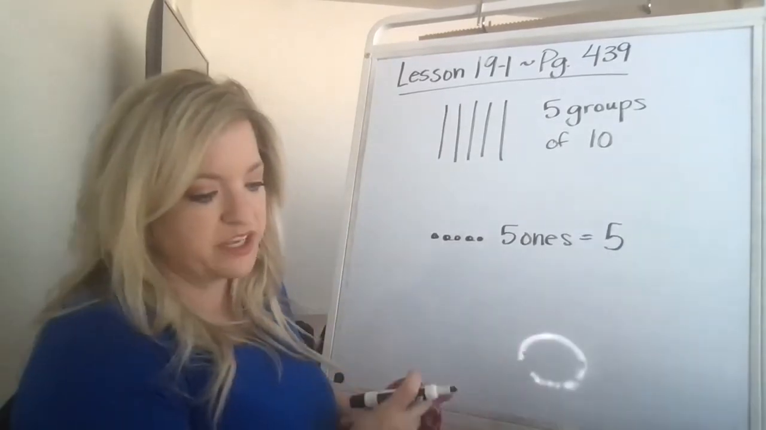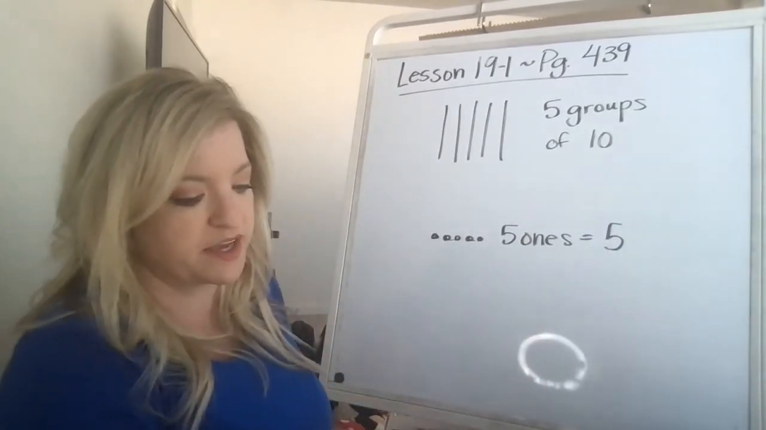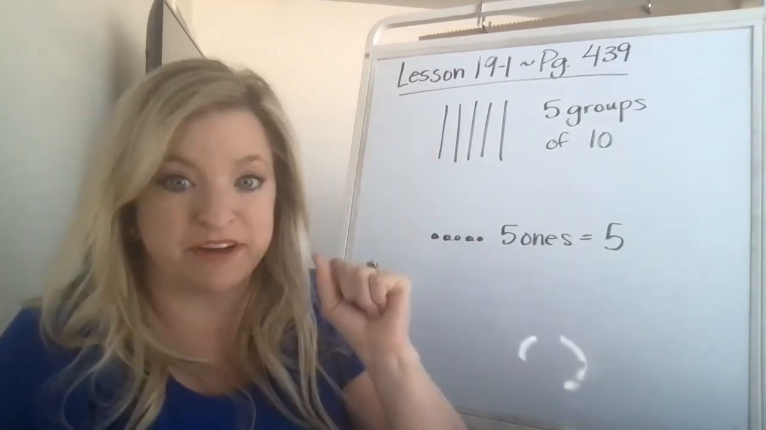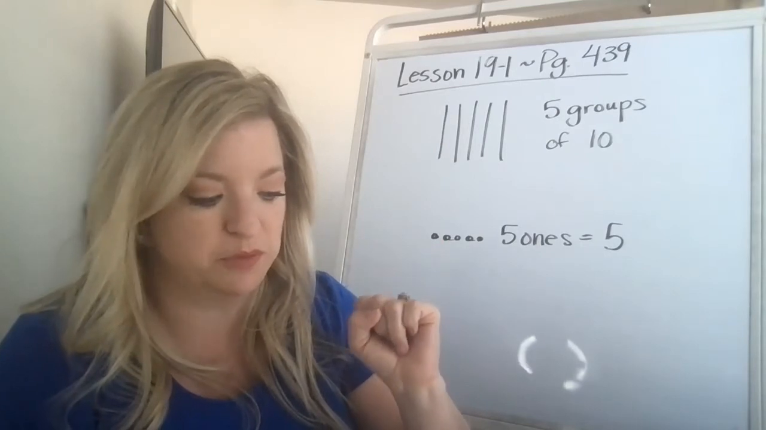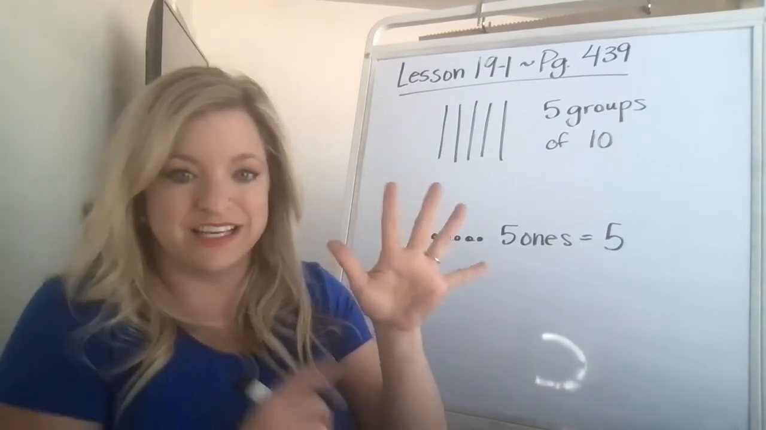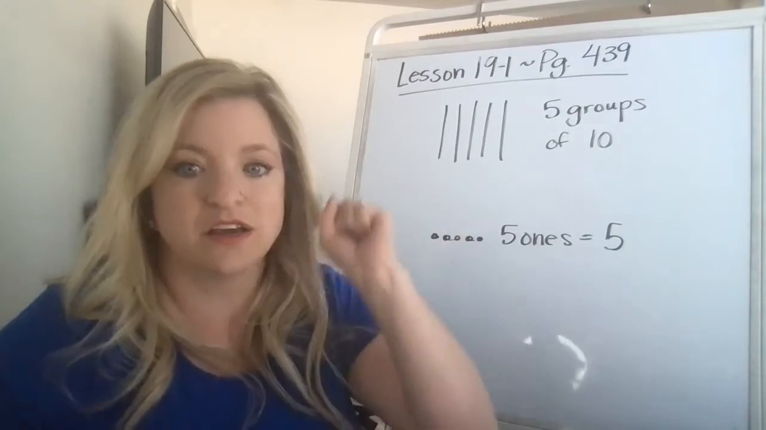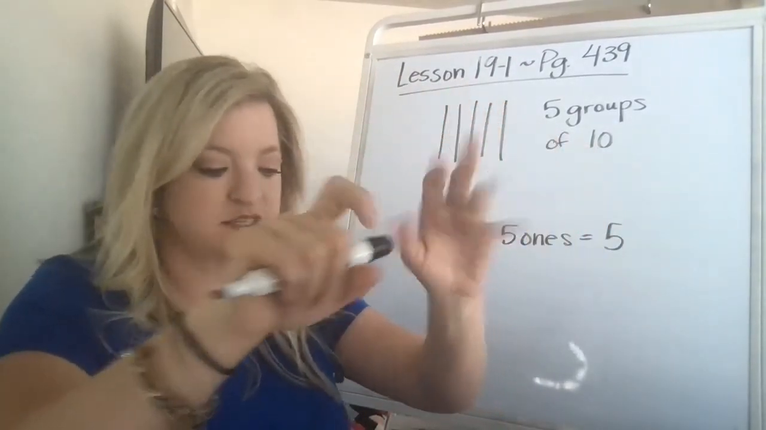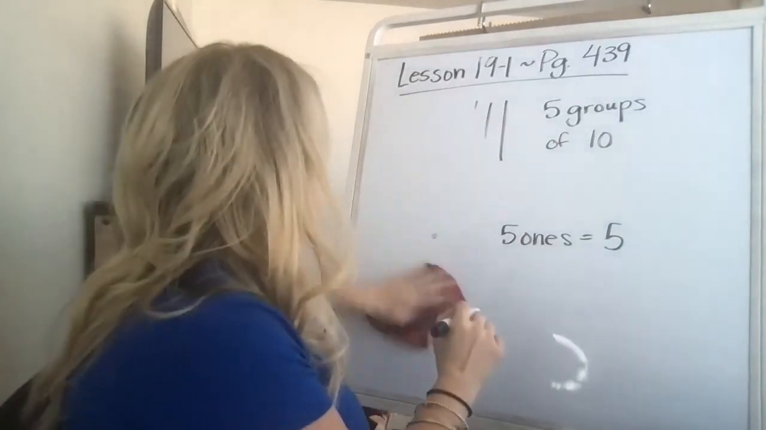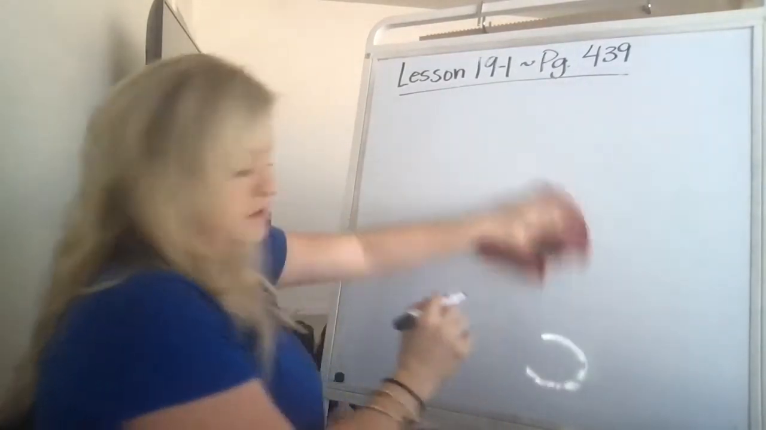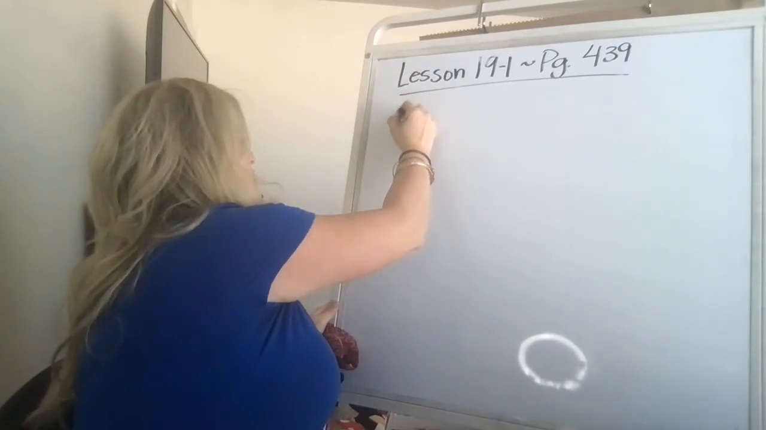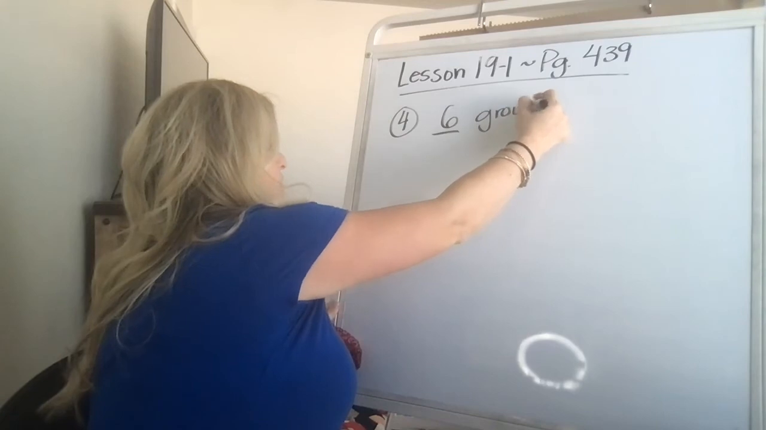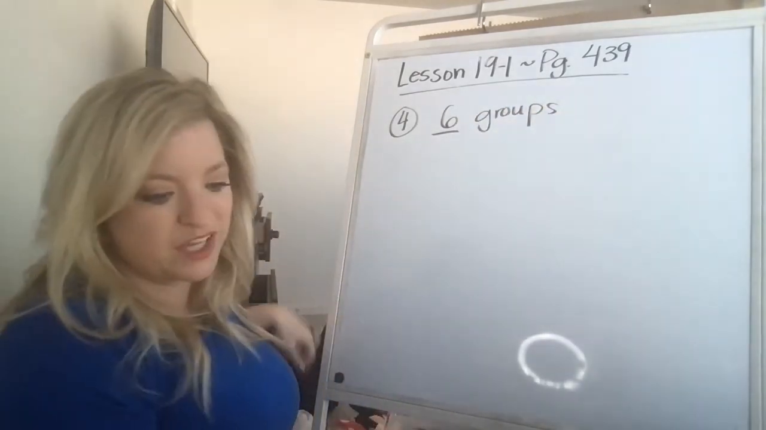Number 4, fill in the blanks. 6 tens is the same as blank groups of 10s. So count by your fingers if you need to for number 4. 6 tens is the same as blank groups of 10. 10, 20, 30, 40, 50, 60. 6 groups of 10. So that's number 4. And then it's asking you how many ones.